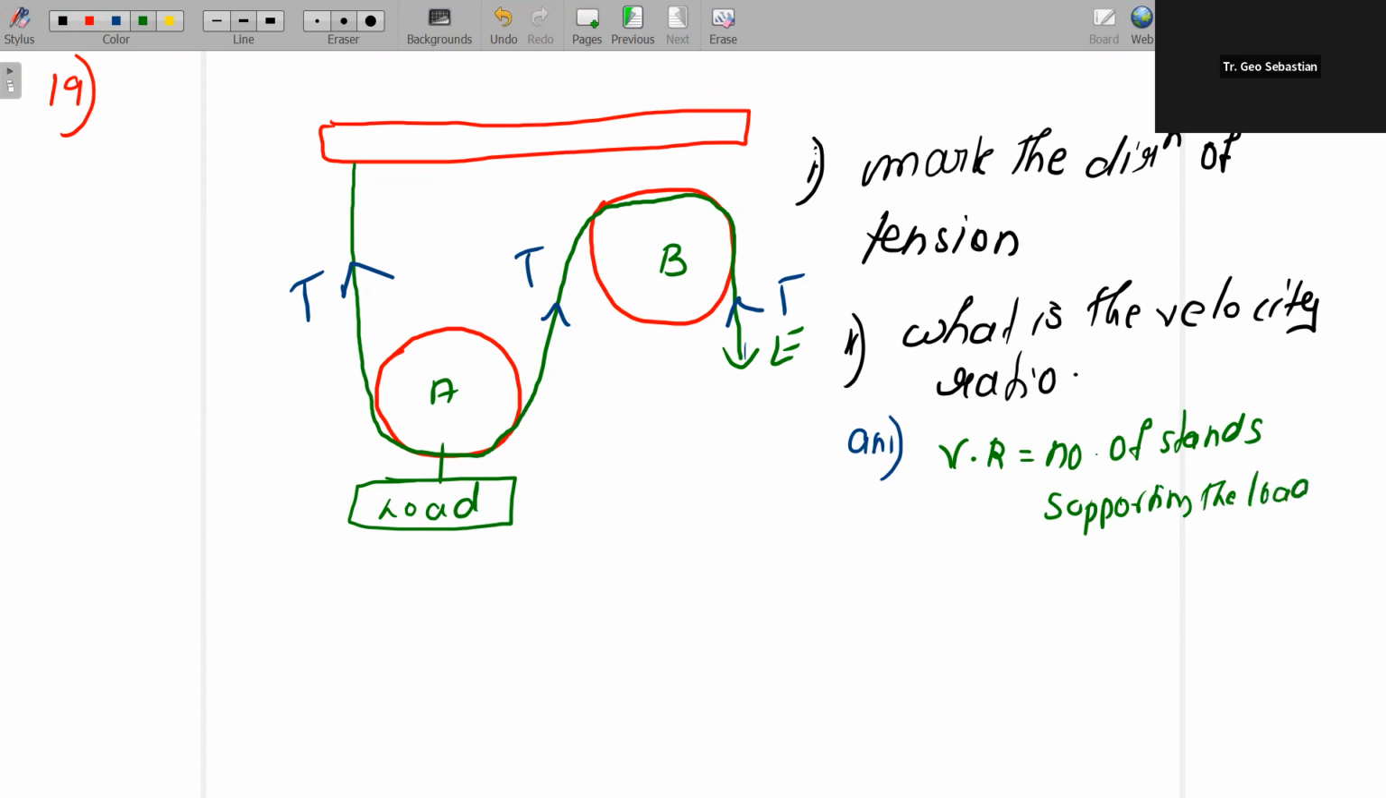Children, if you don't know, also count the pulleys and give the value. The velocity ratio is nothing but 2. Don't write velocity as meter per second. When you hear velocity, you write meter per second, but it's a ratio, so there is no unit.